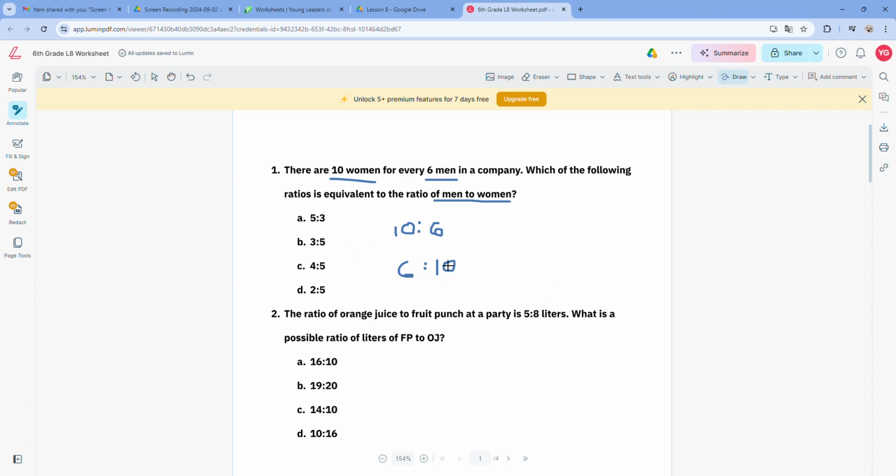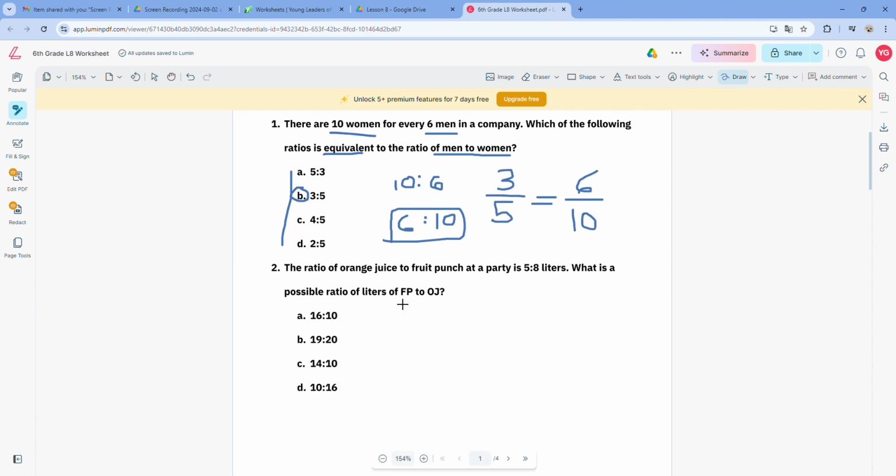And it's asking for which of the following here are equivalent to this. Equivalent is basically when it's equal, so the answer would be B, because the ratio of 3 to 5, and we can just write it as a proportion, is equal to 6 to 10. Because 6/10 simplified would be 3/5.